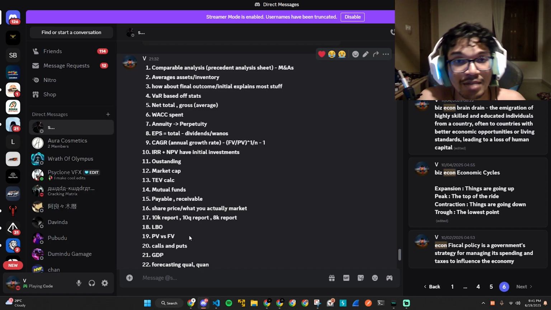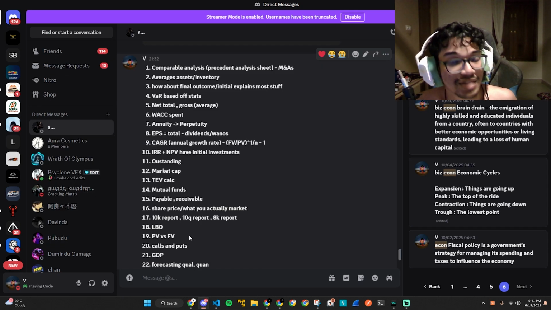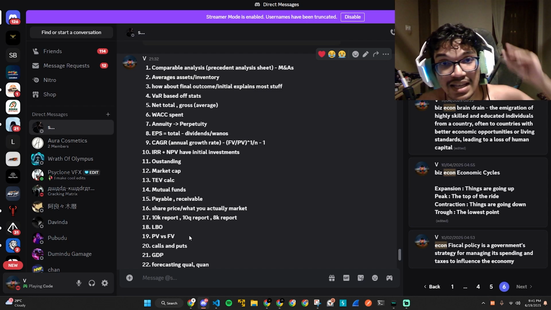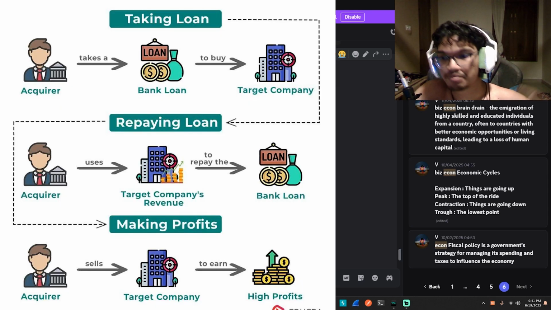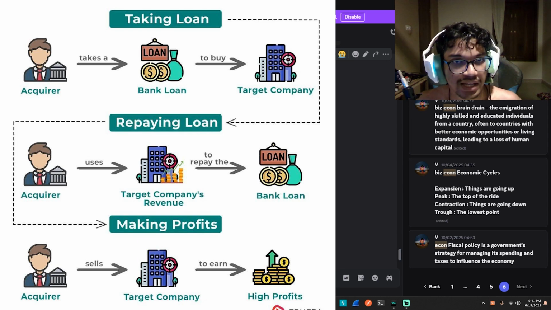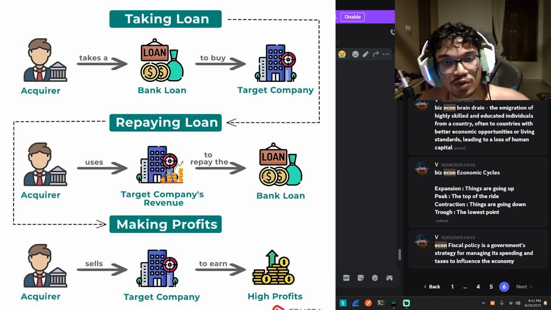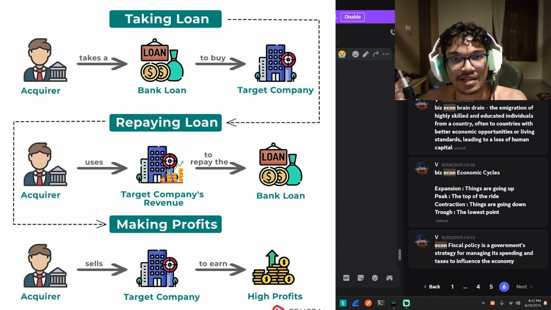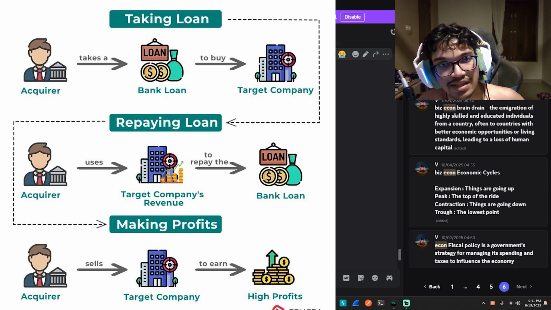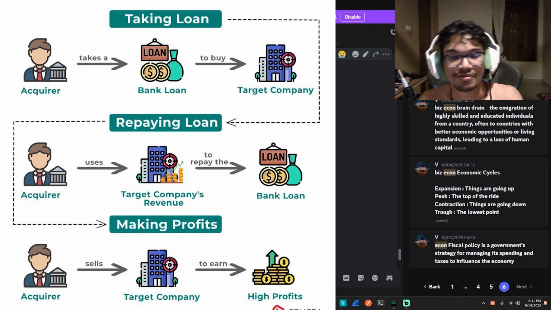So LBO, this is very simple. Leveraged buyout. It's basically when you use your company as collateral. So let's say you hold your current company as collateral, and then you say, hey, I'm going to put $1 million down to acquire this $10 million company in the form of debt. So I pay the $9 million debt over 5-6 years.